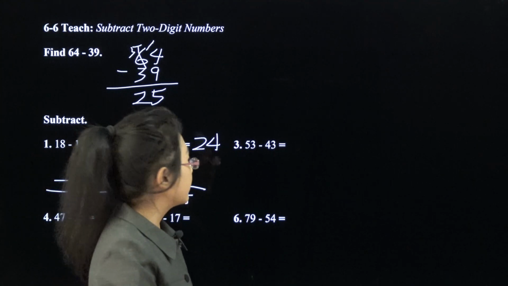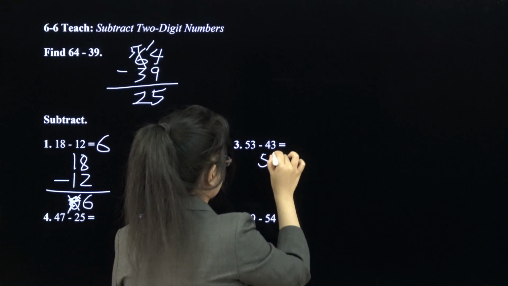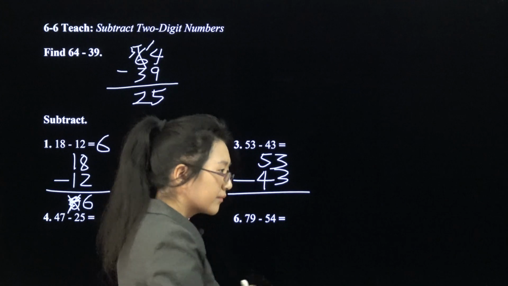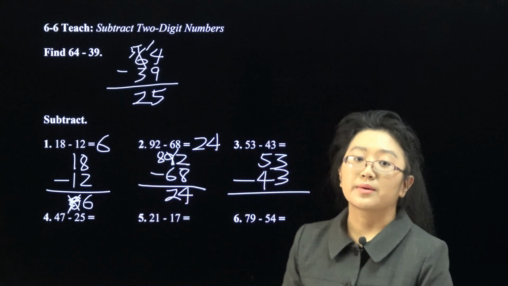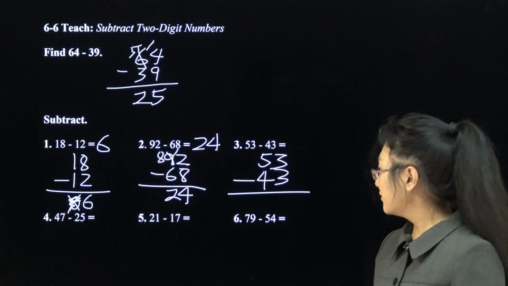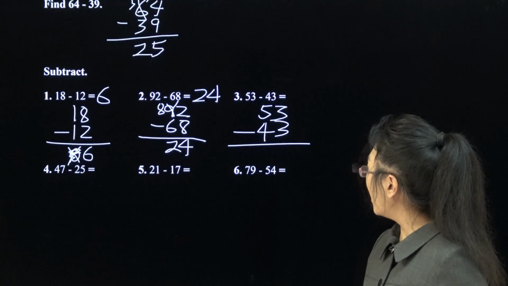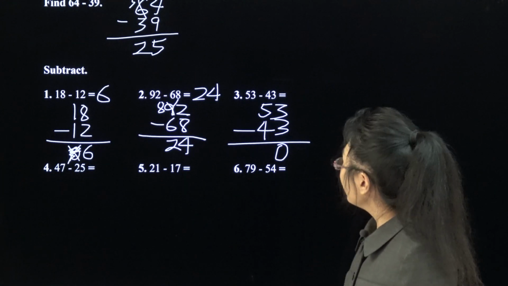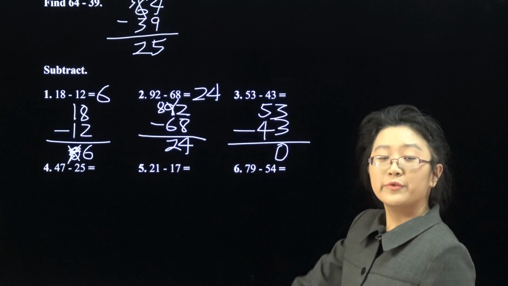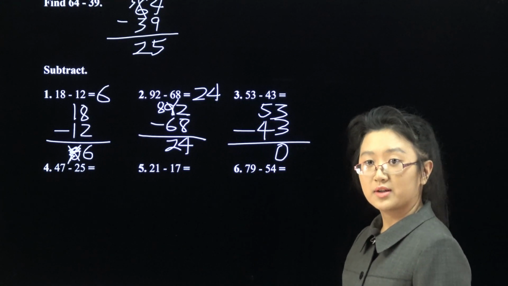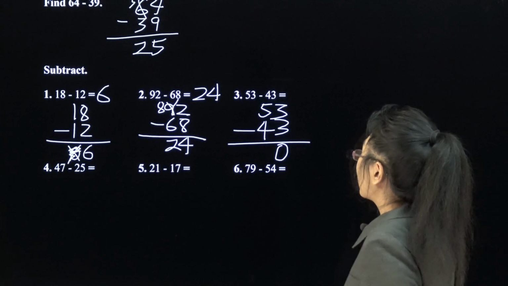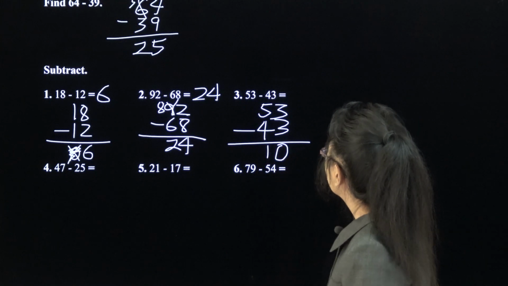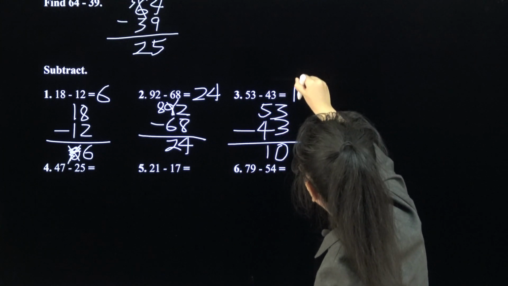What about 53 and 43? 53 minus 43. 3 minus 3. Subtract all. Remember what happens when you subtract all? You get 0. Nothing. So we move on to the tens place because that's the ones place done. 5 minus 4 is 1. Our answer is 10.